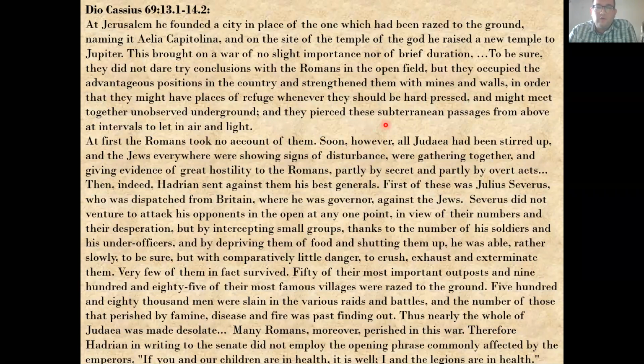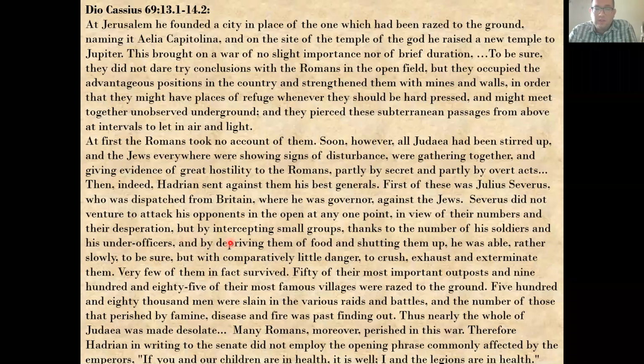Soon, however, all Judea had stirred up, and the Jews everywhere were showing signs of disturbance, were gathering together and giving evidence of great hostility to the Romans, partly by secret and partly by overt acts. Then indeed, Hadrian sent against them his best generals. First of these was Julius Severus, who was dispatched from Britain where he was governor against the Jews. Severus did not venture to attack his opponents in the open at any one point, in view of their numbers and their desperation. They were a formidable opponent, the Jews.